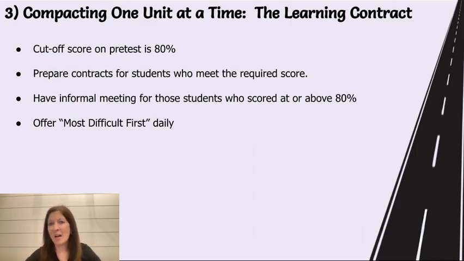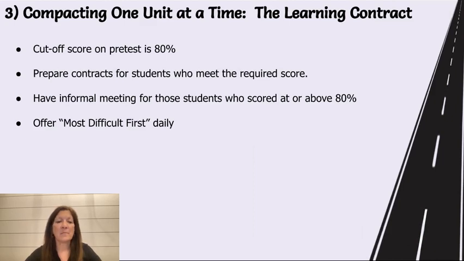This strategy does not require students to demonstrate mastery of all the content like the previous one. Students on a contract will receive instruction when the standards being taught are the ones that they did not know on the pretest. And then contracts would be prepared for students who meet the required score. An informal meeting would be held for those students who score above the 80%, and then they could decide if they want to do the contract or not.